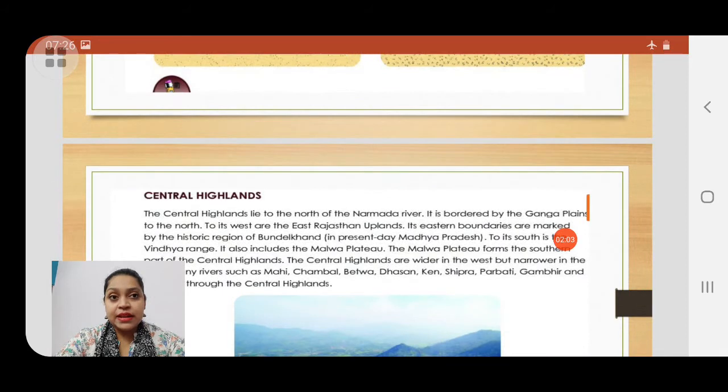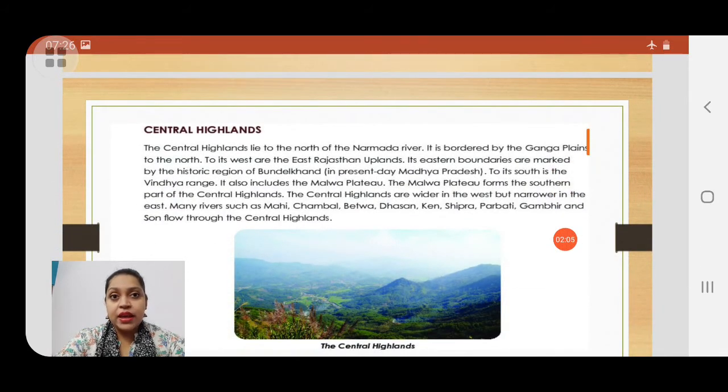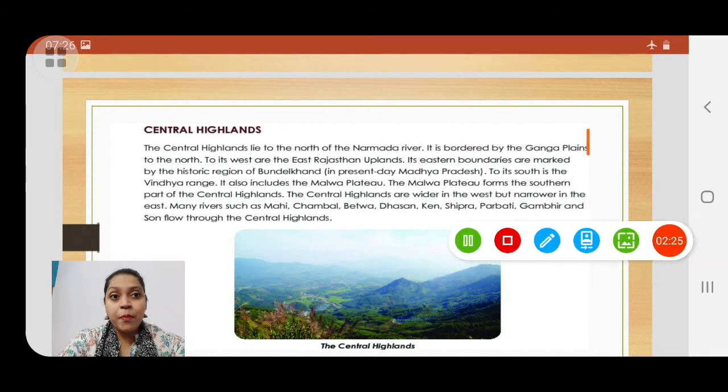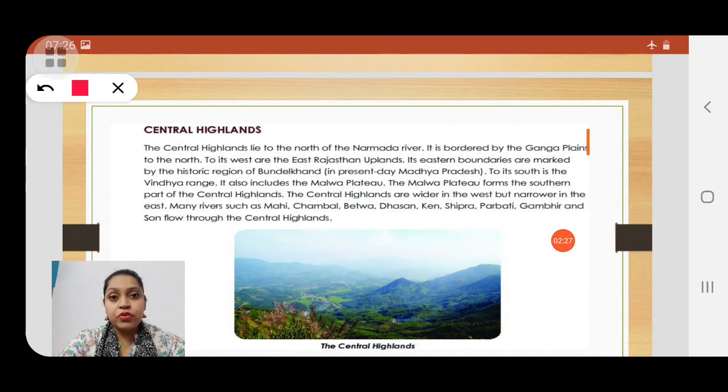Next we studied about the Central Highlands. Now where does the Central Highlands lie? The Central Highlands lie to the north of the Narmada river and are bordered by the Ganga plains to the north. To its west are the East Rajasthan uplands. Its eastern boundaries are marked by the historic region of Bundelkhand, and to its south is the Vindhya range. The important rivers which flow through it are the Mahi, Chambal, Betwa, Dhasan, Ken, Shipra, Parbati, Gambhir and Son.